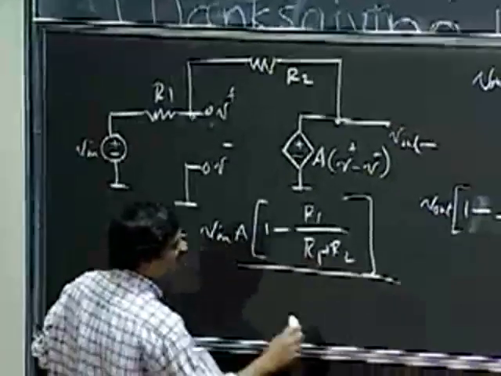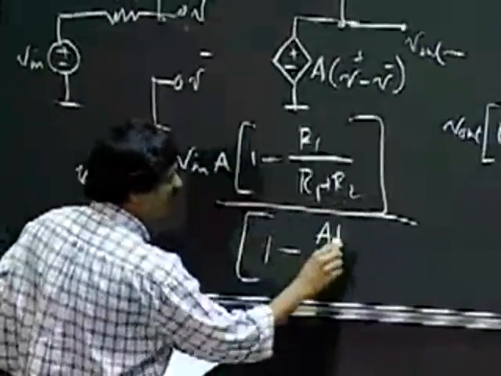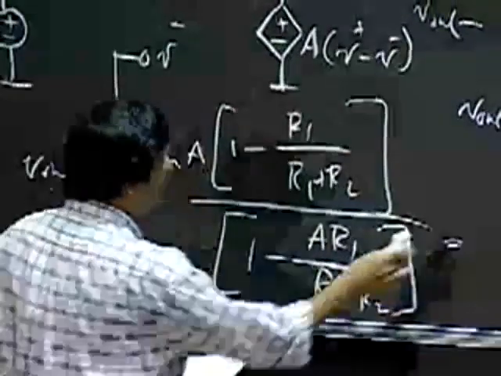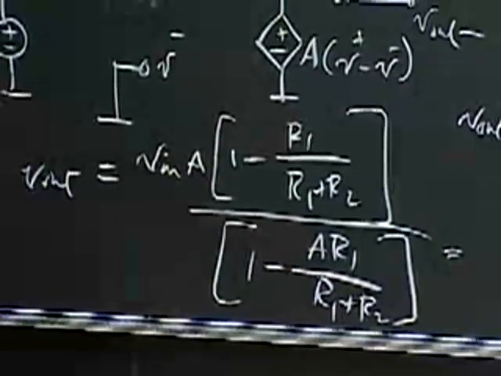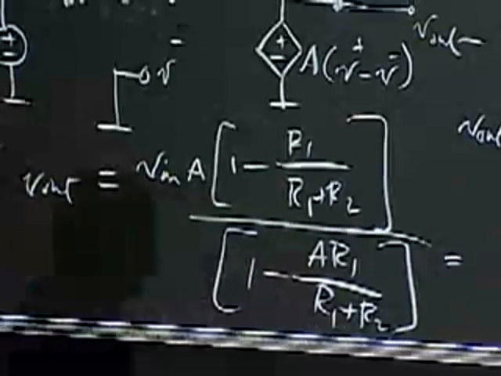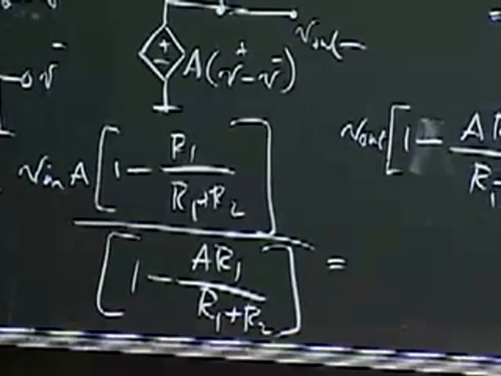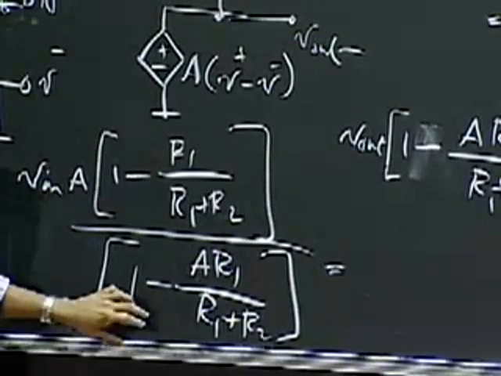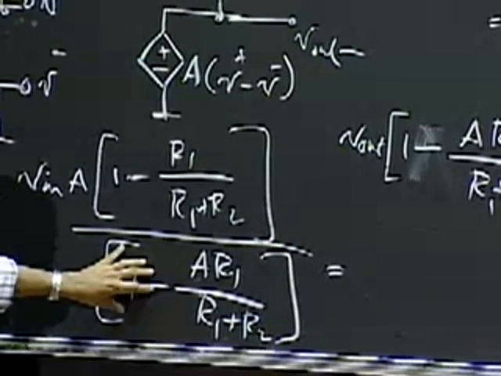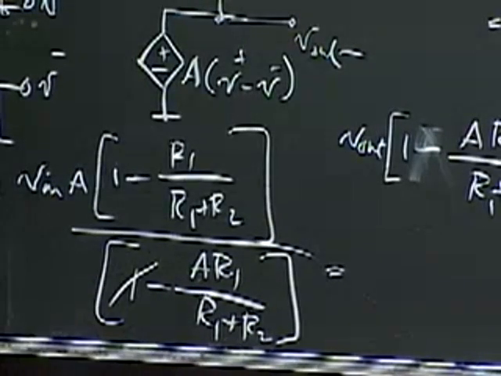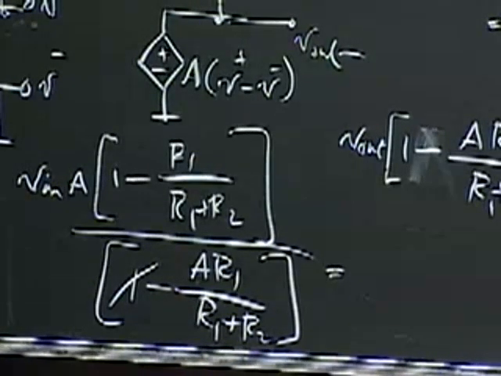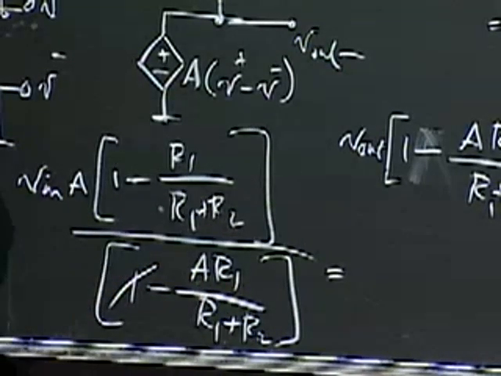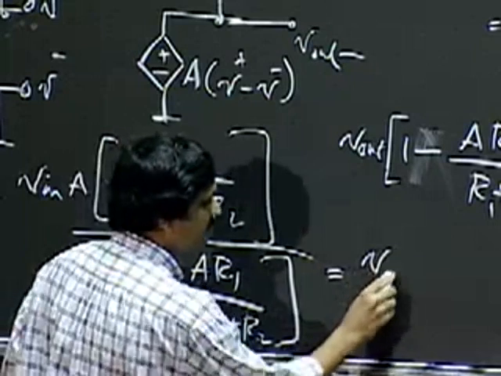So I divide this by 1 minus A R1 divided by R1 plus R2. Okay, and by now you should be familiar with the technique of ignoring small numbers when I have a big number next to it. So A R1 divided by R1 plus R2 can be very much larger than 1 because A is very large. So I can ignore my 1 there. And then what I'm going to do is multiply the numerator and denominator by R1 plus R2.